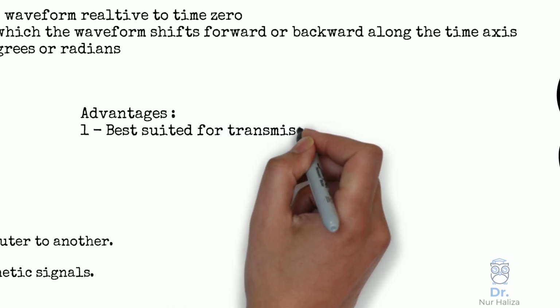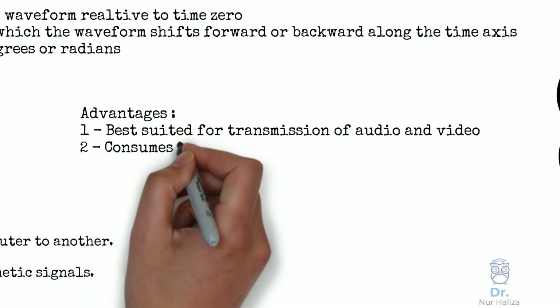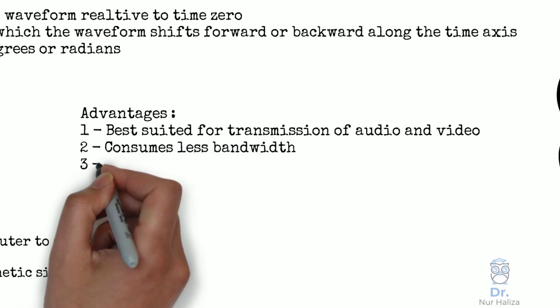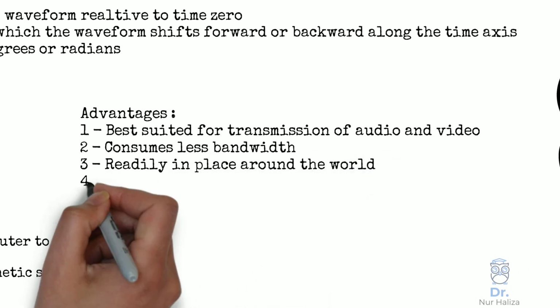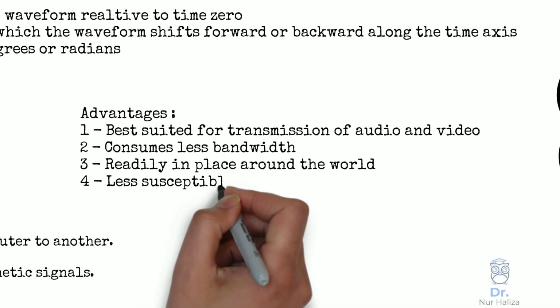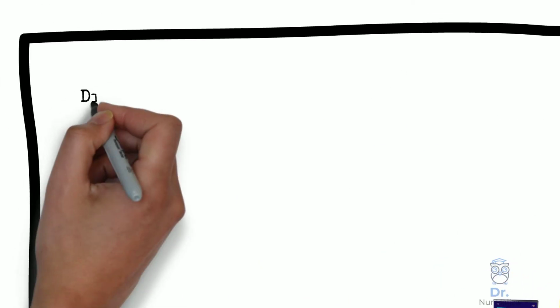Now we're going to look into the advantages of analog signals. First, it is the best for the transmission of audio and video. Second, it consumes less bandwidth than digital signals to carry the same information. Third, analog systems are readily available around the world, and fourth, analog systems are less susceptible to noise. So these are the advantages of analog.